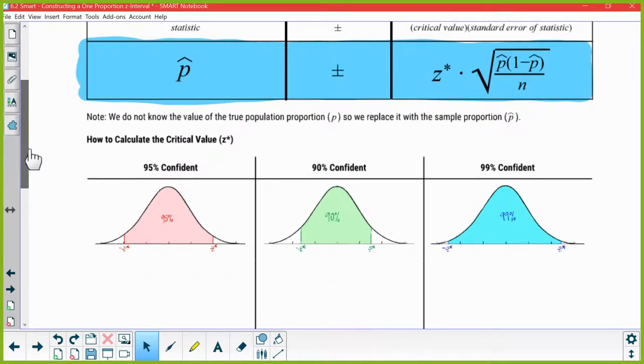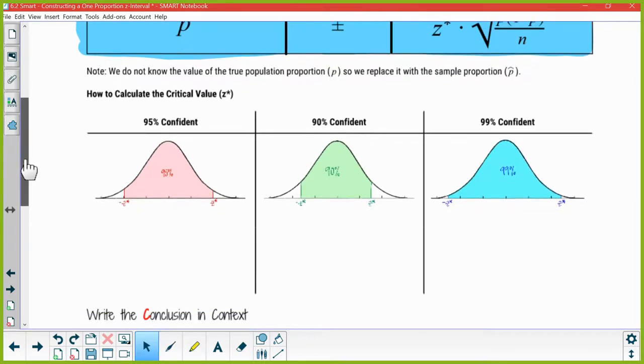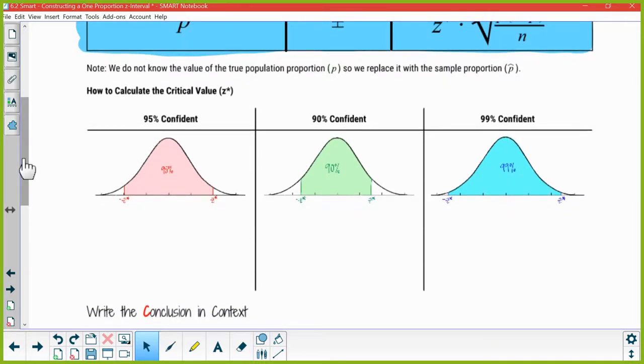Now, how do we calculate a critical value z? Well, the nice thing about confidence intervals for proportions is that if you calculate these once and remember them, you don't have to do it over and over again because they're not going to change. A Z star, a critical value for a 95% confidence interval, is going to be the same every single time. It changes a little bit when it comes to means, but for proportions, if you can remember what they are off the top of your head, you should be fine.